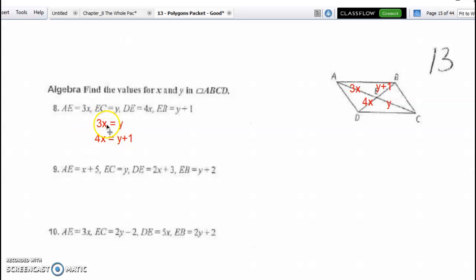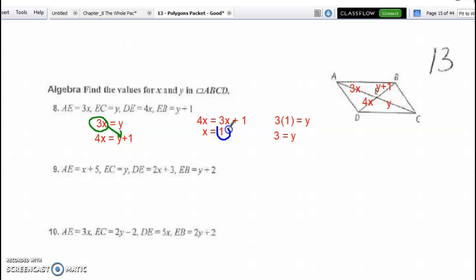The best way to solve this would be, well, there's a y and there's a y. Y equals this 3x. So I would take that 3x right there and put it into this equation right there. So when we do that, we get that. And when we solve it, I'm going to subtract 3x from both sides. And guess what? X equals 1.